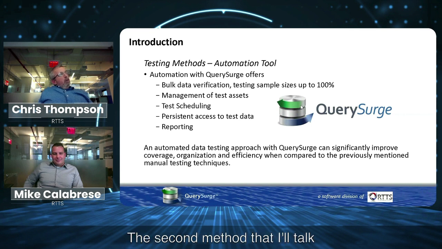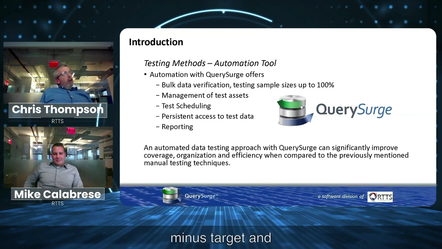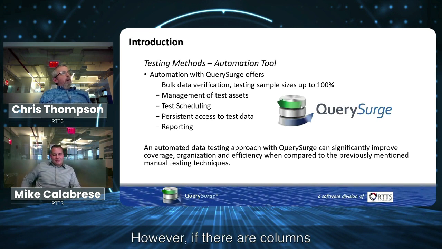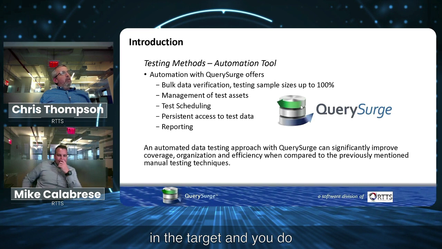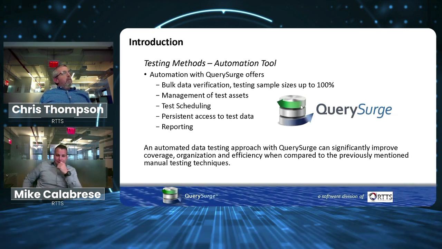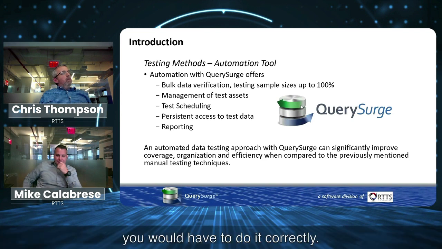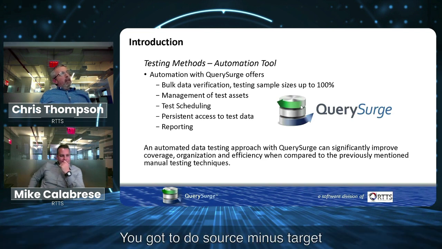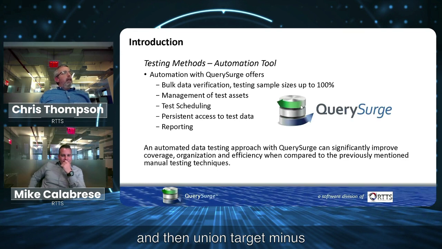The second method that I'll talk about is the minus queries. This is where you take the source minus target and you end up with a result, and the result would be the difference between the two. However, if there are extra columns or rows in the target and you do source minus target, you will not see them. You have to do source minus target and then union target minus source to get the full difference. This is highly time-consuming and taxing on hardware.